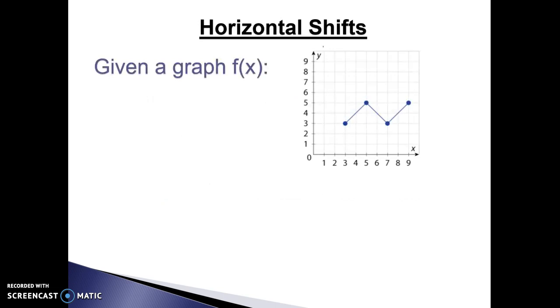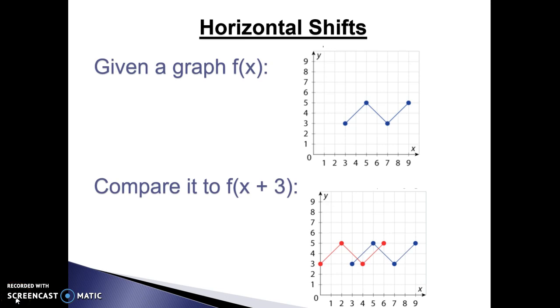Again, we're going to start with this original graph, which is the same one that we used before. And what happens to it if we have f of x plus 3? Notice that the x plus 3 is in parentheses. You can see what happens when x plus 3 is inside the parentheses. It has been shifted to the left 3 units. This will be important in just a minute. So notice that when it's inside the parentheses, it has been shifted to the left.